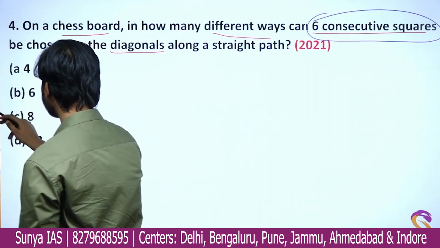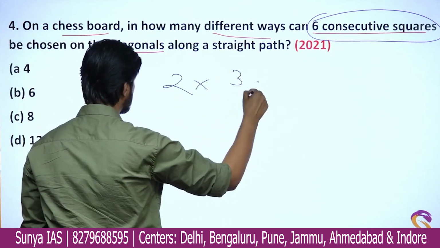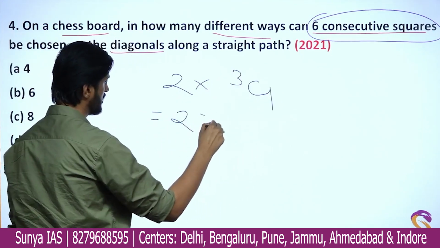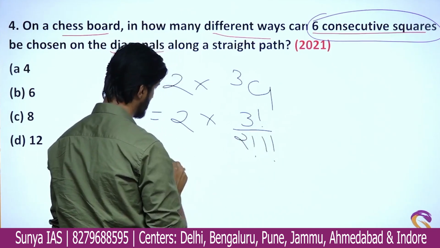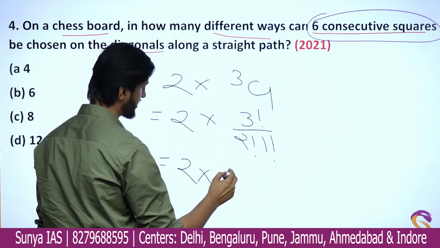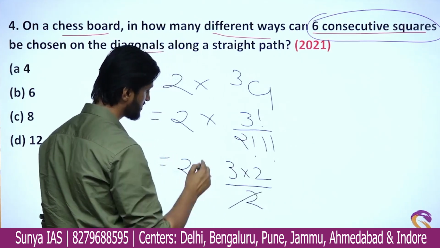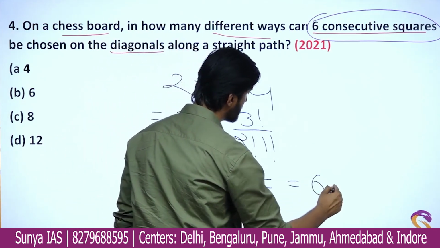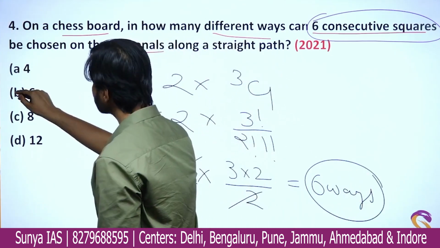And the calculation part is now quite easy. We have just 2 multiplied by 3C1, which is 2 into 3 factorial by 2 factorial 1 factorial. We have 2 into 3 factorial, which is nothing but 3 into 2, divided by 2 factorial, which is nothing but 2. Just cancel it out, and overall you will get 6 ways in which you can select the diagonal. So the correct answer is option number B.